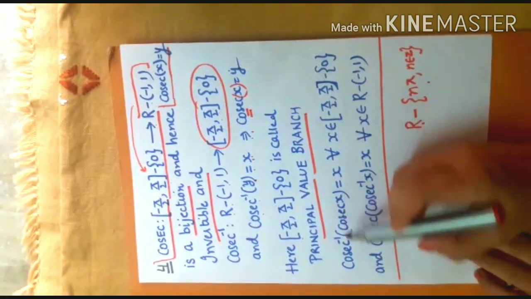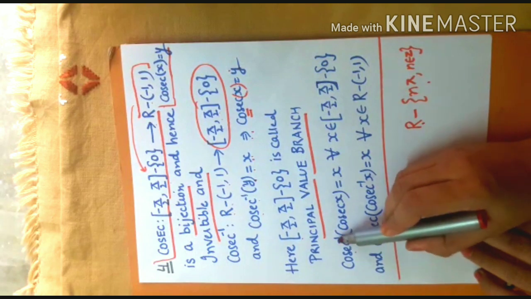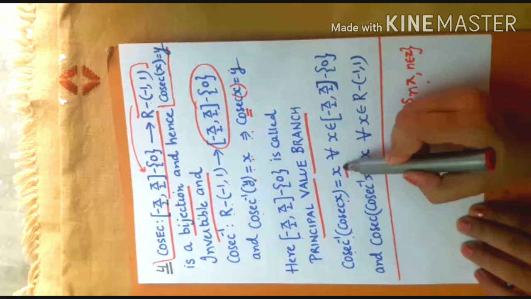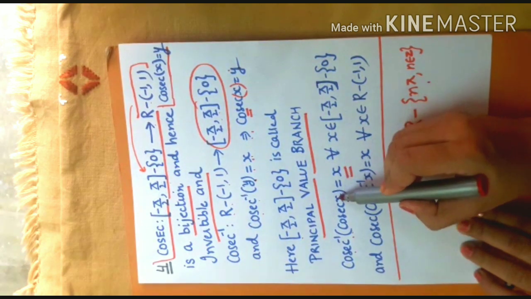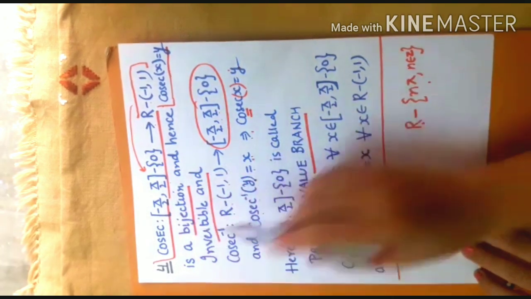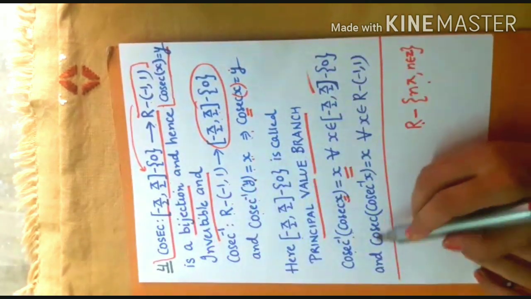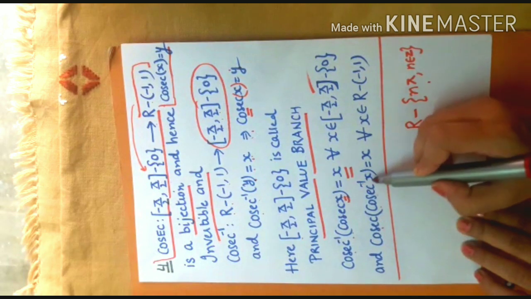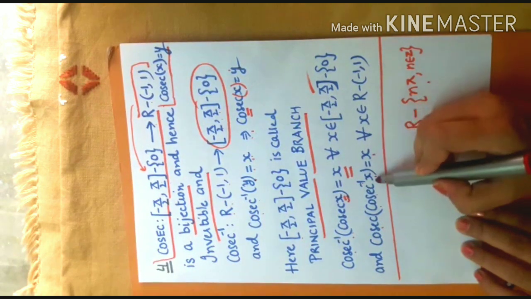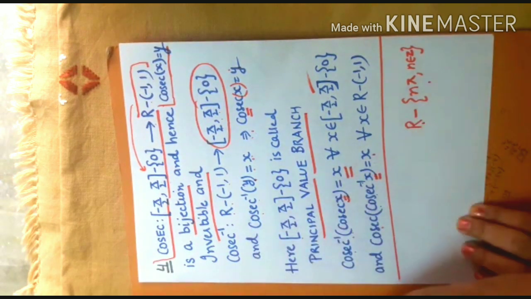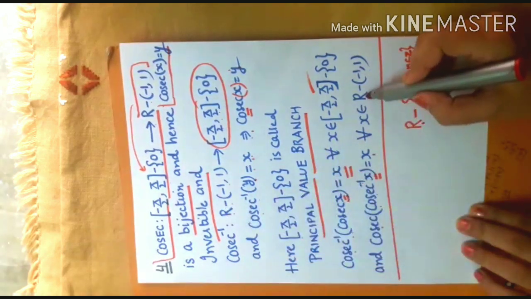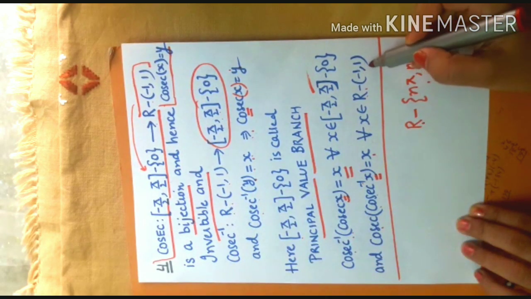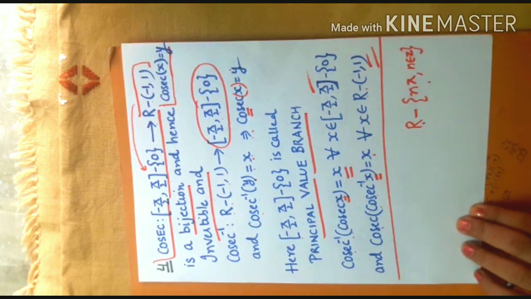And as we did earlier, cosecant inverse of cosecant x will be equal to x, where x will belong to this. And also cosecant of cosecant inverse x will be equal to x, where this x will belong to this, that is R minus the open interval minus 1 to 1.